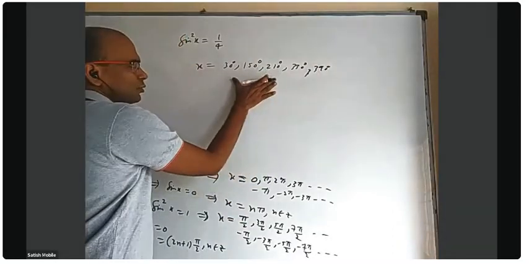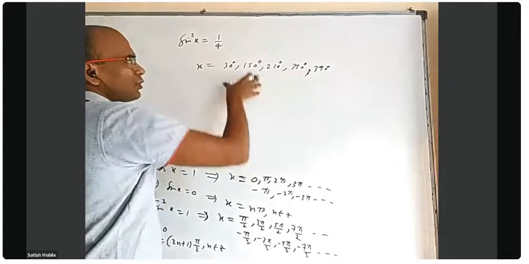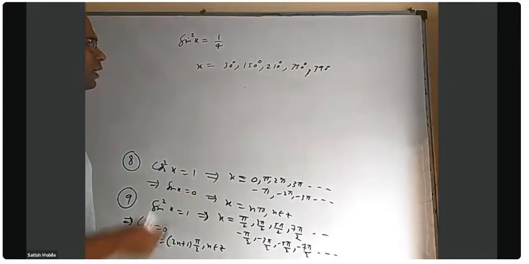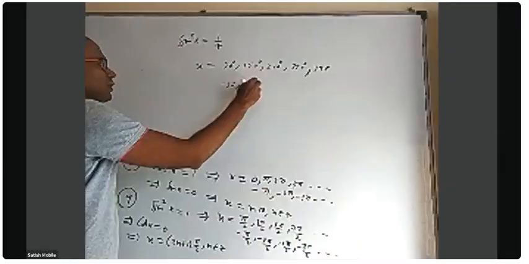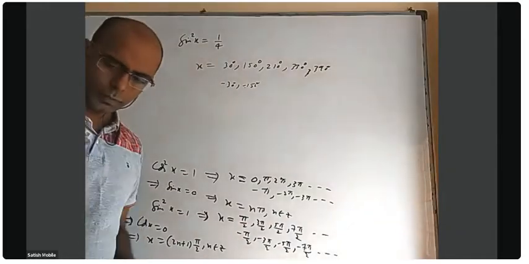In fact, add 360 to all four, we'll get another 4. Add 720 to all four, we'll get another 4. I'm sure negatives of these angles are also okay, right? Yes, because square is there. So minus 30, minus 150 and all that.